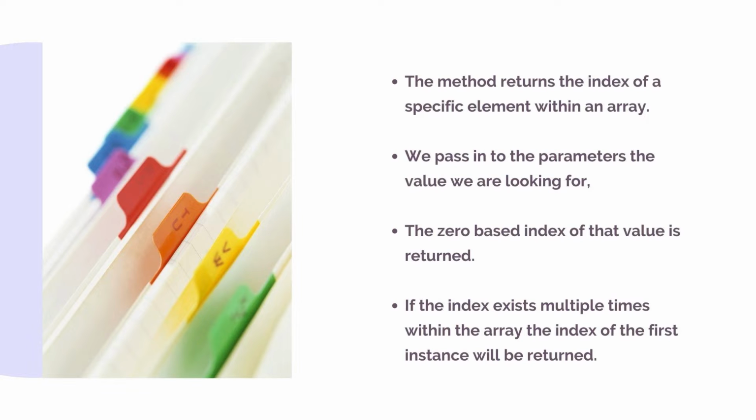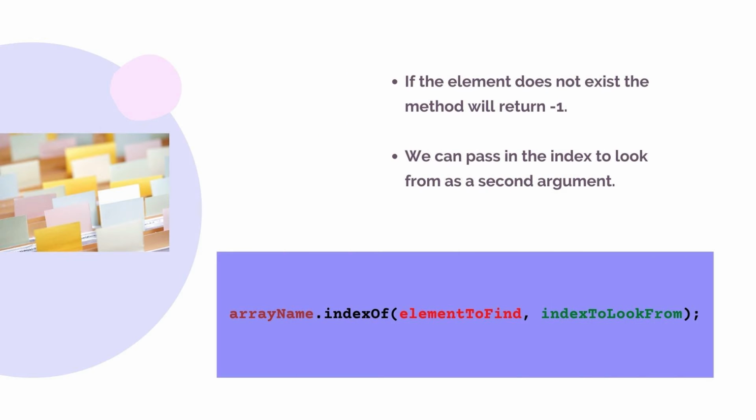If the value exists multiple times within the array, the method will only return the index of the first instance of that element. If the value does not exist, the method will return -1. We can also pass in an optional second argument, which is the index to look from. Let's look at some examples.